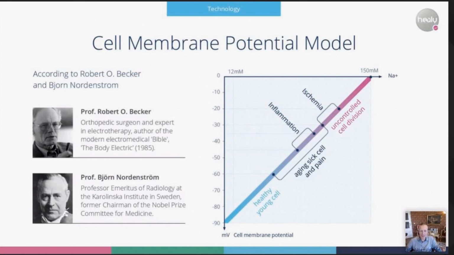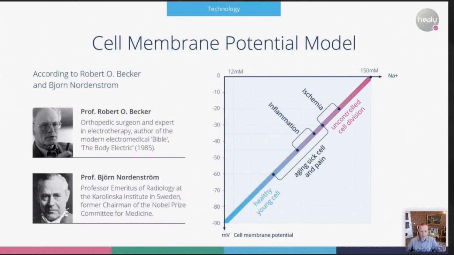For example, the healthy young cell starts at minus 90 millivolt and goes up to minus 45 millivolt. So that's the whole range in which the healthy young cell can operate. Like a liver cell normally is around minus 45 millivolt, whereas a muscle cell needs a higher action potential of minus 90 millivolt, and all the other cells are in between. So this is a more precise presentation of the same idea. So at minus 45 millivolt, uncontrolled cell division starts. So this is the area we really want to avoid.